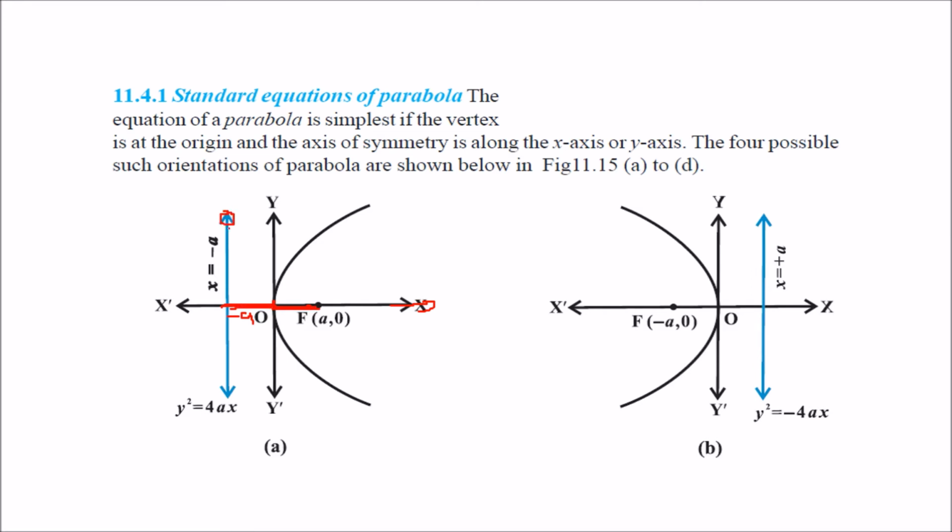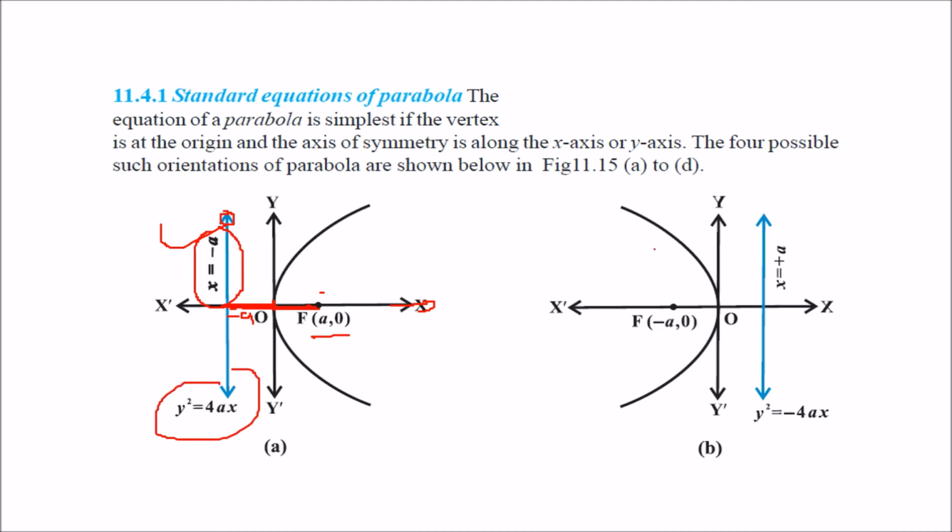So what will be the equation of this line? Nothing but x equal to minus a, because this is at a distance of minus a. x equal to minus a is the equation of this directrix, and because the focus is on the x-axis, this point will be (a, 0). So what will be the equation? y square is equal to 4ax.